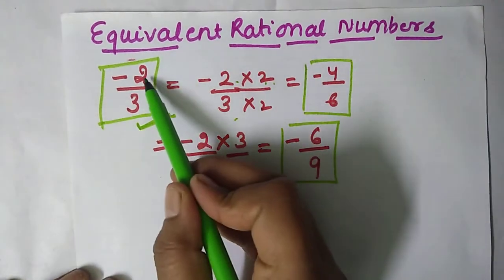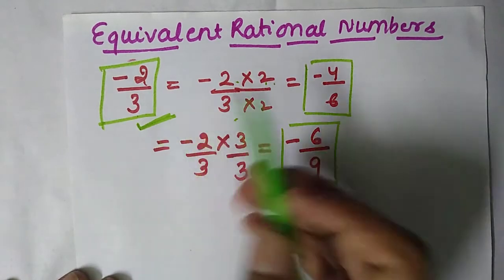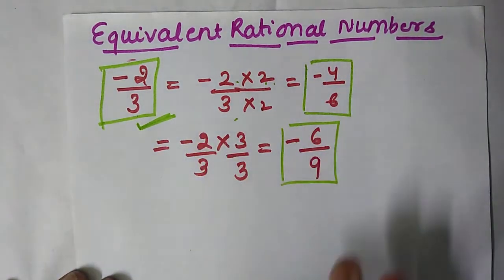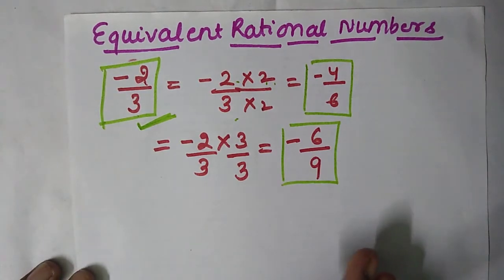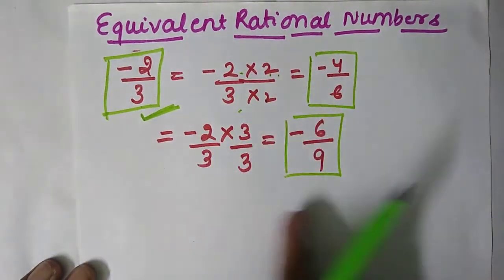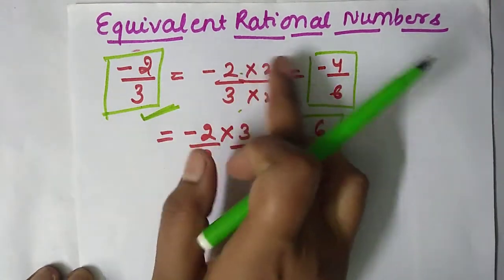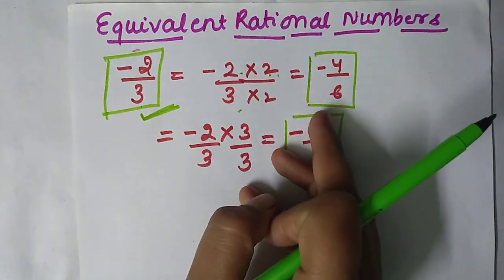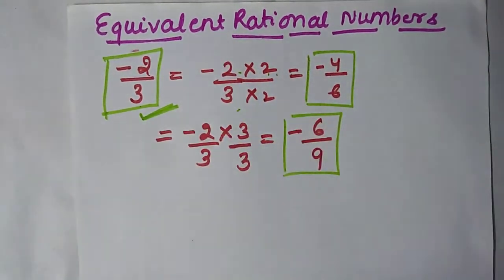By multiplying the numerator and denominator with the same non-zero integer, we obtain another rational number which is equivalent to the given rational number. Okay, so these are the equivalent rational numbers. By multiplying the numerator and denominator with the same non-zero integer, we get the equivalent rational number of the given rational number. Okay, I hope it is clear to you.